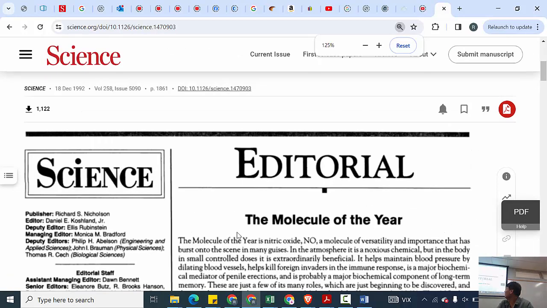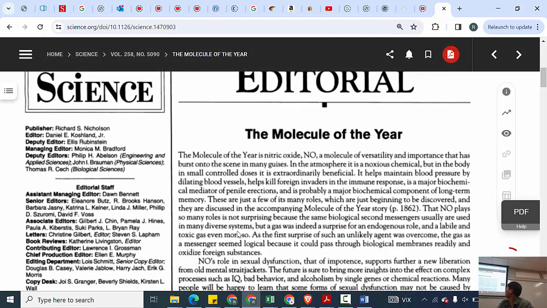But here, ta-da, the molecule of the year is nitric oxide, a molecule of versatility and importance that has burst onto the scene in many guises. In the atmosphere, it is a noxious chemical. In the atmosphere, we don't want to breathe it because nitric oxide is poisonous. Well, up to a point. But in the body, in small controlled doses, it is extraordinarily beneficial. It helps maintain blood pressure by dilating blood vessels, helps kill foreign invaders in the immune response, is a major biochemical mediator.